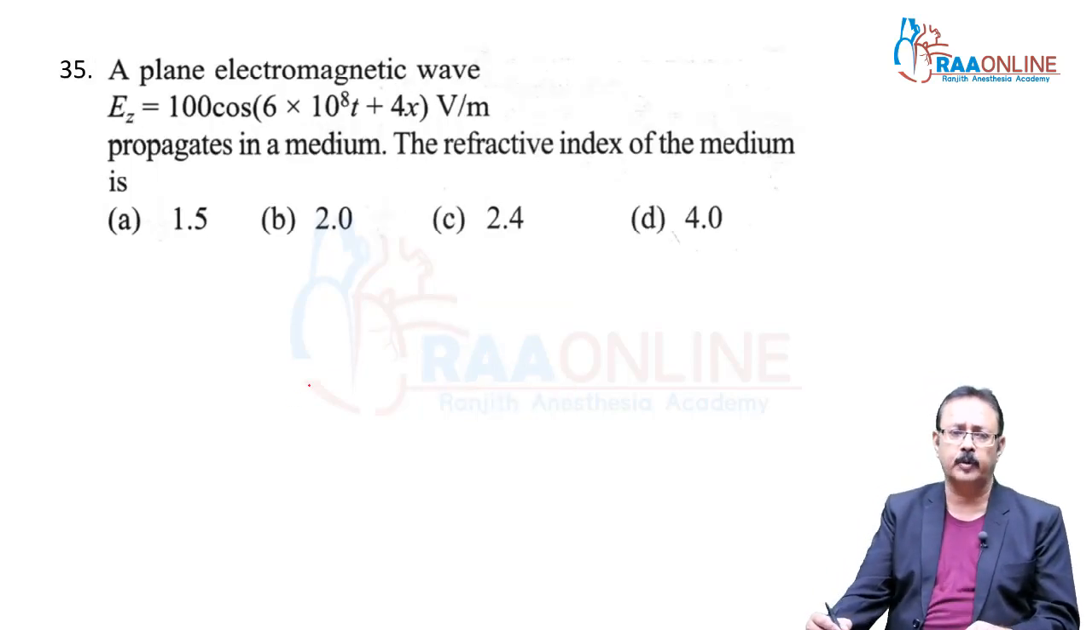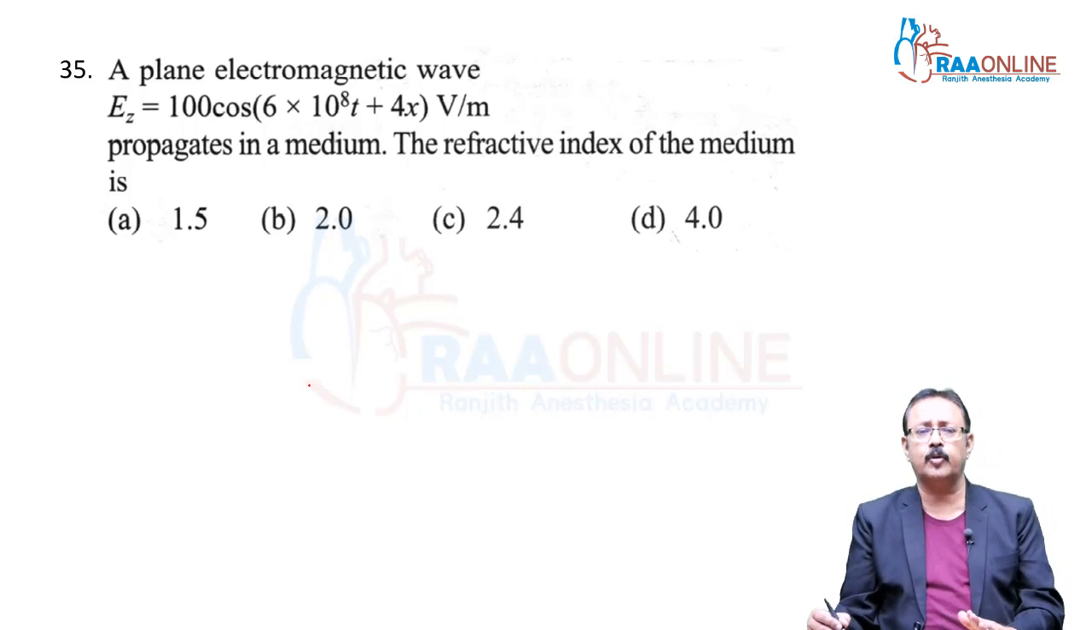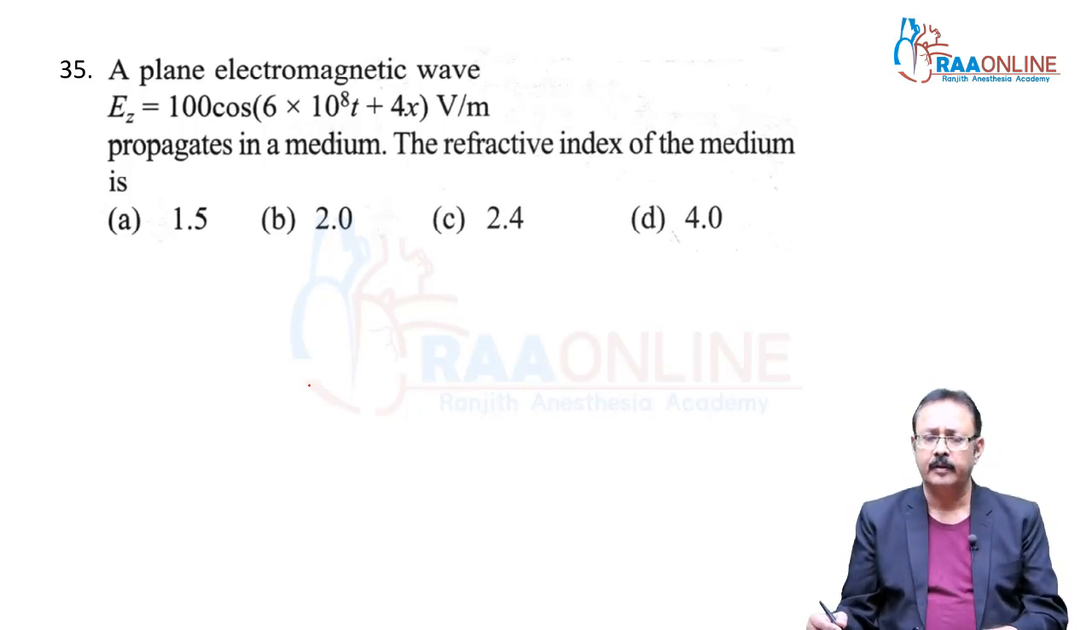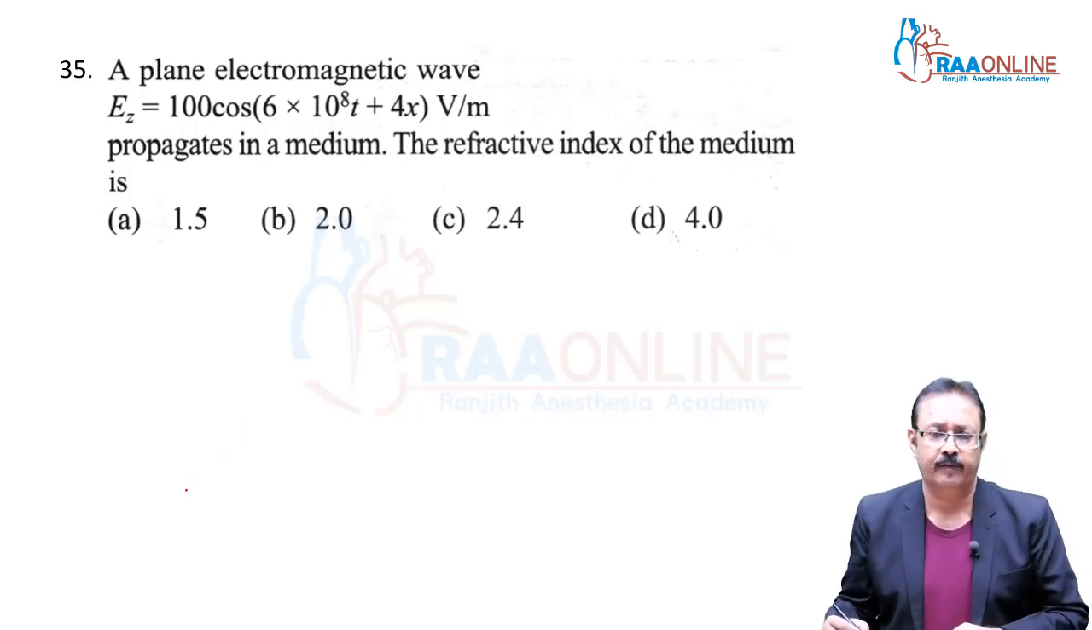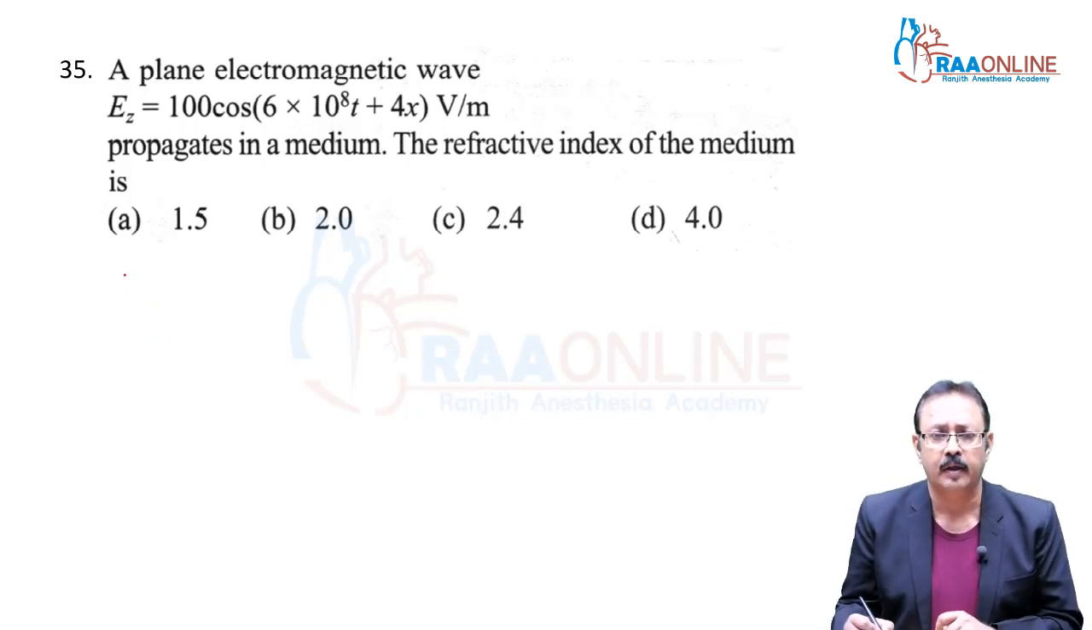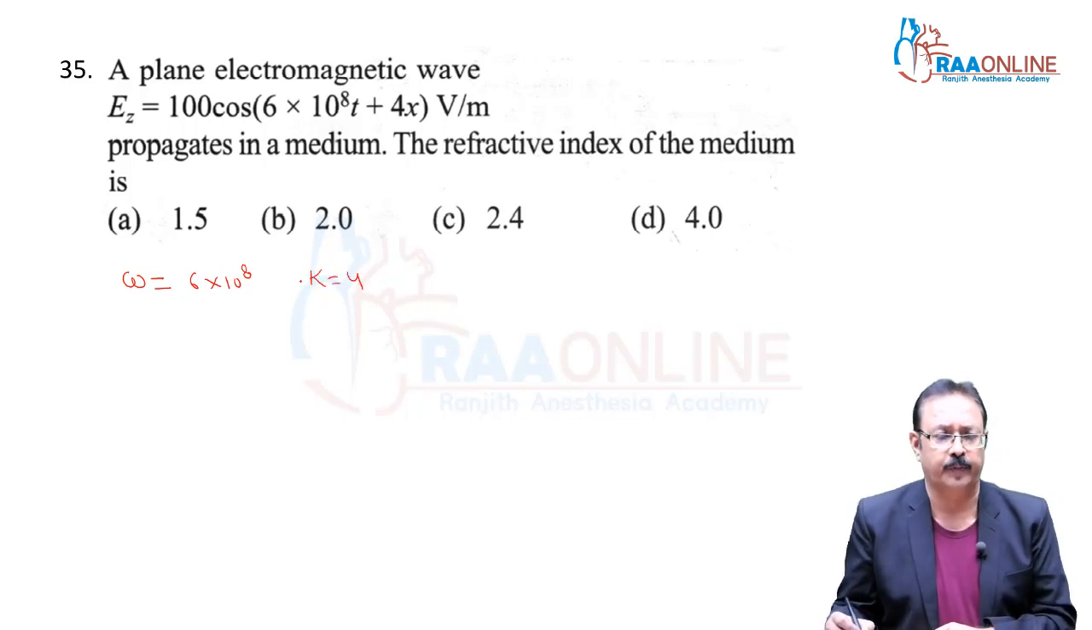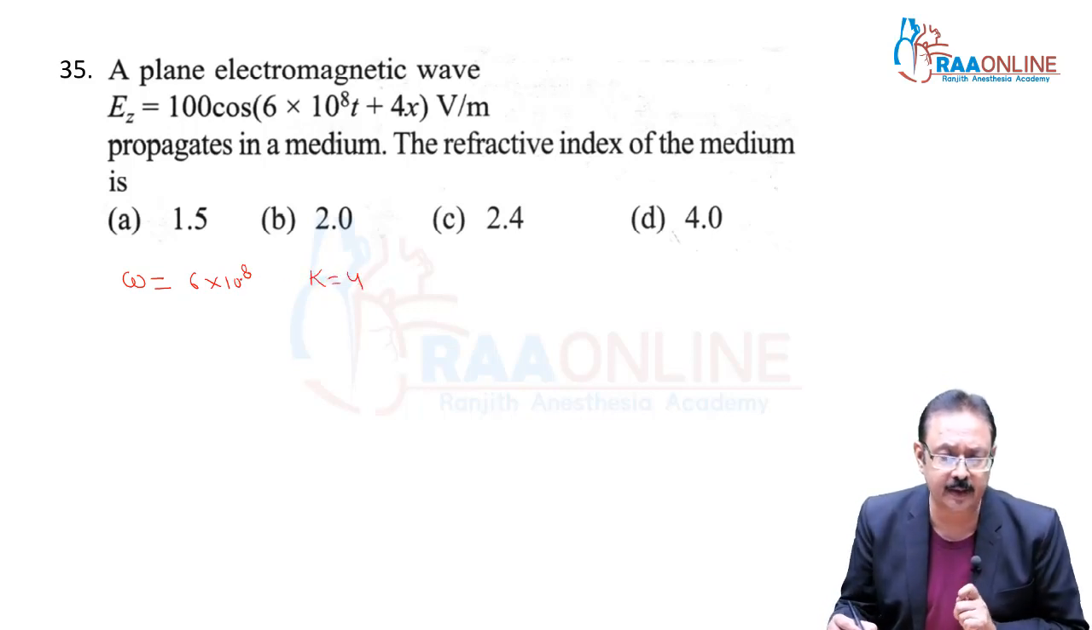Next, 35th problem. A plane electromagnetic wave is given. We want to calculate the refractive index. What we know, with omega t, it should be omega. So omega is given, 6 into 10 to the power 8. What is the value of k? k is given, 4. k is given, omega is given.